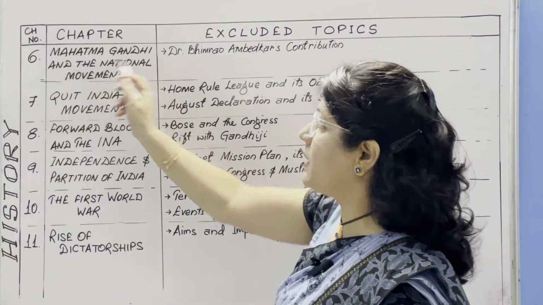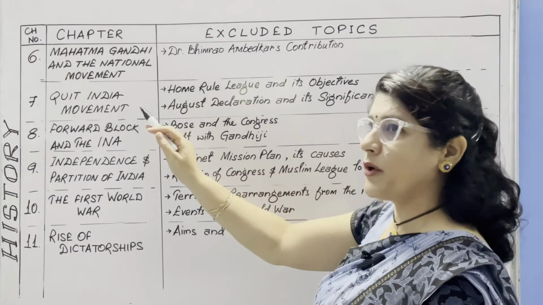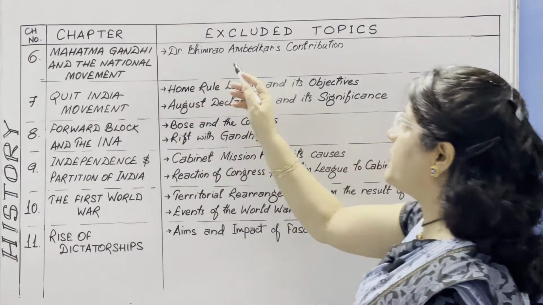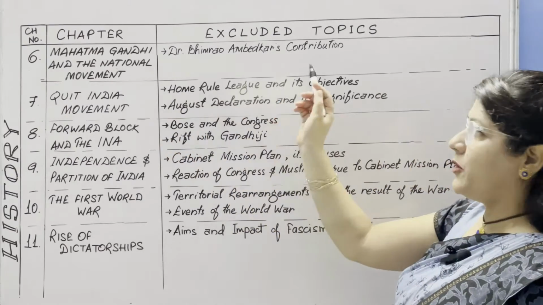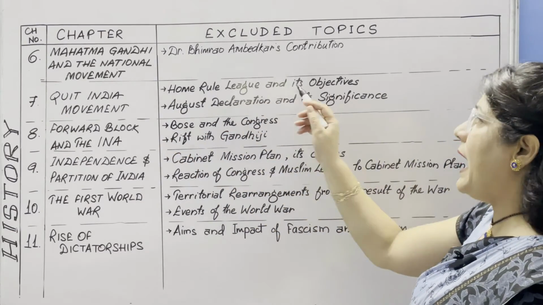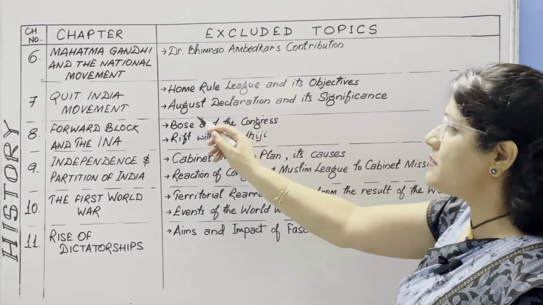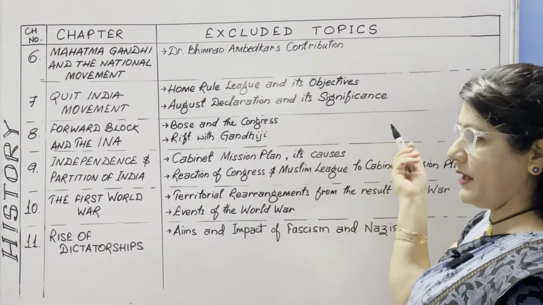Chapter 6 is Mahatma Gandhi and the national movement. Only excluded topic from this chapter is Dr. Bhimrao Ambedkar's contribution. Chapter 7 is Quit India movement. Excluded topics are Home Rule League and its objectives, and August Declaration and its significance.